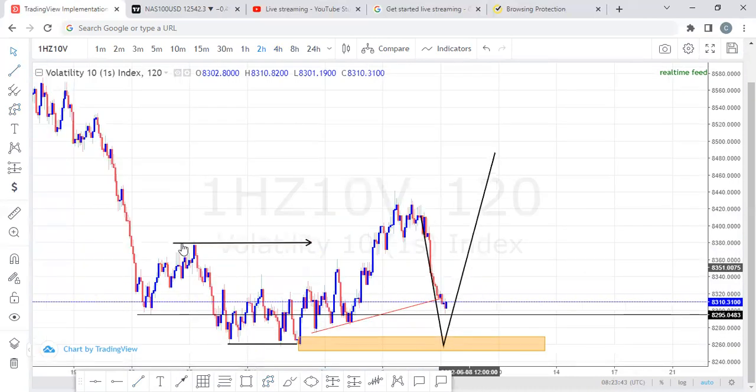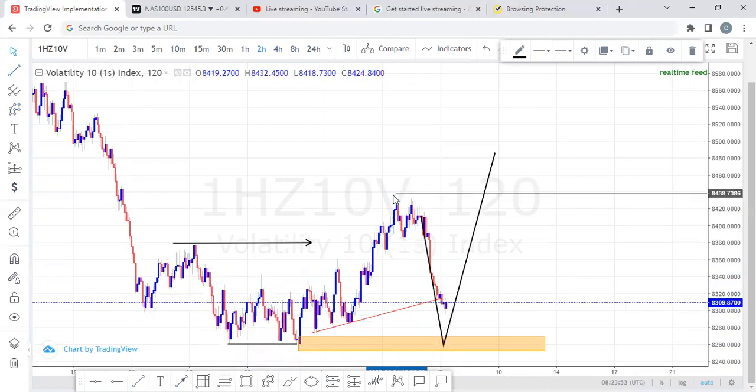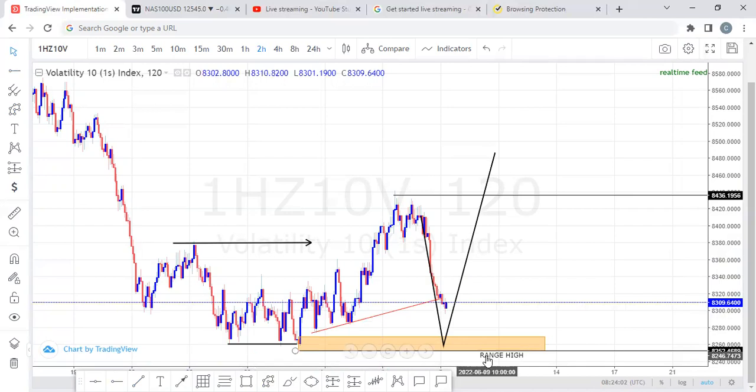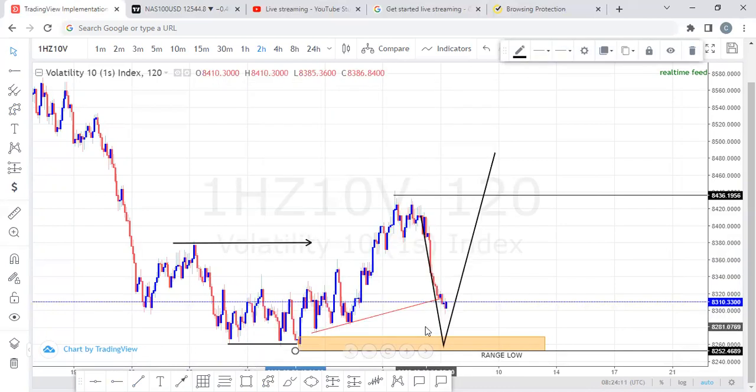Basically, we have our change of structure. We have our liquidity grab at this point here, and then we have our trading range. The trading range is from here to here, with our range high and our range low. So I should edit this. This is not a range high. This is the range low, and the upper one is the high. So we're looking for price to come into this place, activate us, and then take price higher.